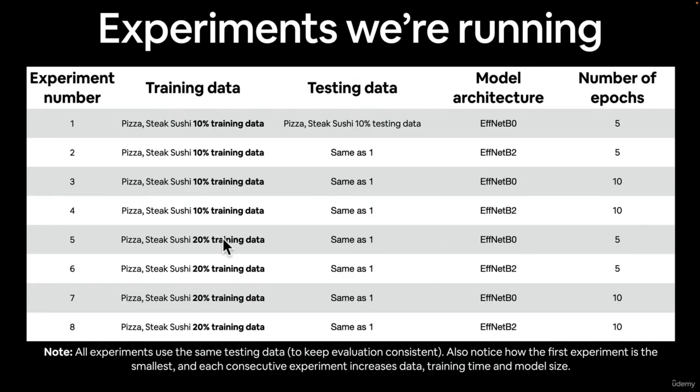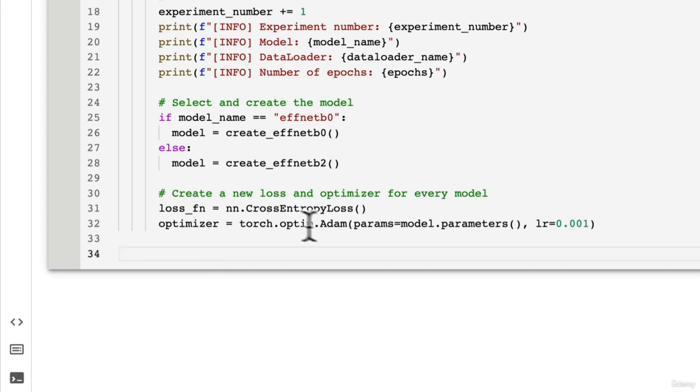Another extension would be to vary the learning rate. You could add that to our list of experiments. Say you wanted to try a different learning rate. This could be another column over here. That's just one idea. Or even a different optimizer function. Instead of Adam, you could try stochastic gradient descent.